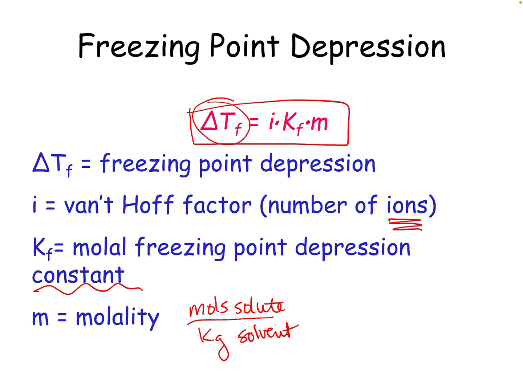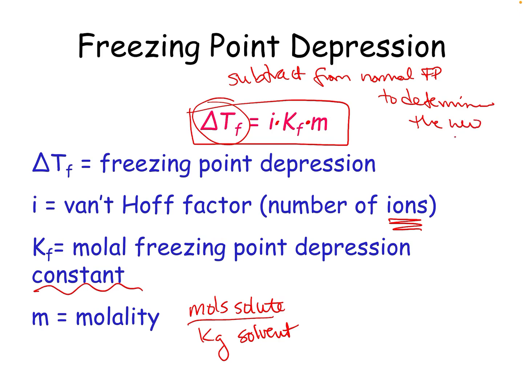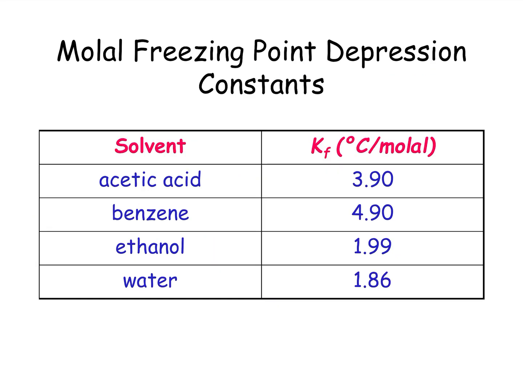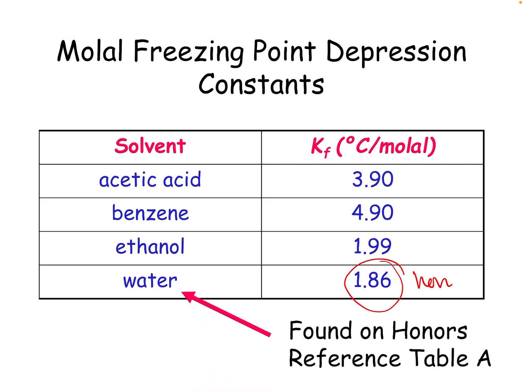And once you get this value, you're going to subtract it from the normal freezing point to determine the new freezing point. Okay, so here's a couple of molal freezing point depression constants. This is on, I think I have this. Of course I do. Honors reference table A. But here's some other ones. Are you going to need to memorize this? Absolutely not. But these are just some different constants that you would use if you had a different solvent besides water.